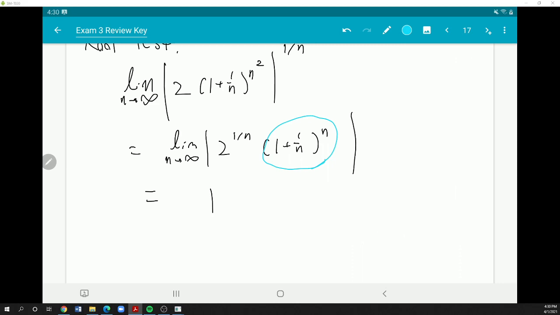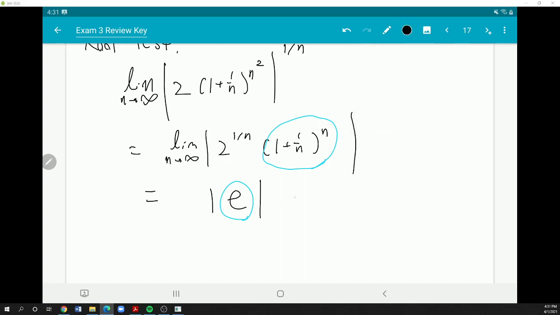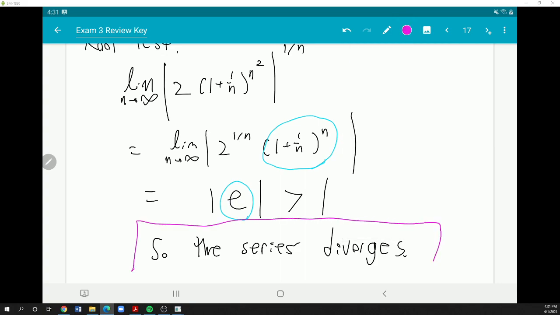But what happens here? I have 1 plus 1 over n to the power n. And you might have forgotten, but this is equal to e. Which is bigger than 1. So the series diverges. Again, the root test can give you negatives just like the ratio test can. So if you take a root of a limit, get bigger than 1, then your series automatically diverges. And that's how you do number 11.